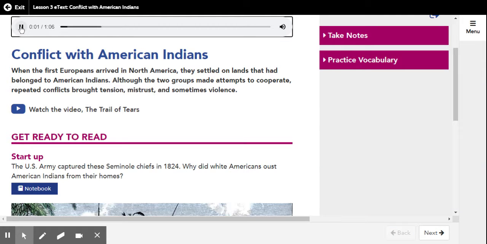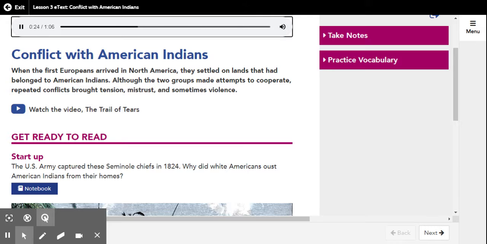Lesson 3. Conflict with American Indians. When the first Europeans arrived in North America, they settled on lands that had belonged to American Indians. Although the two groups made attempts to cooperate, repeated conflicts brought tension, mistrust, and sometimes violence. Get ready to read. Start up.